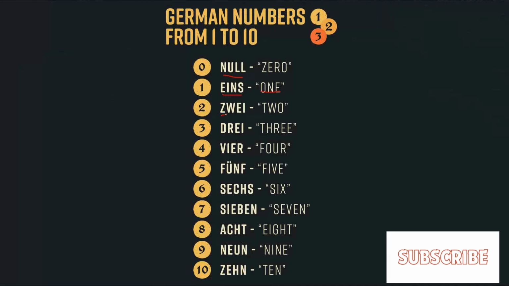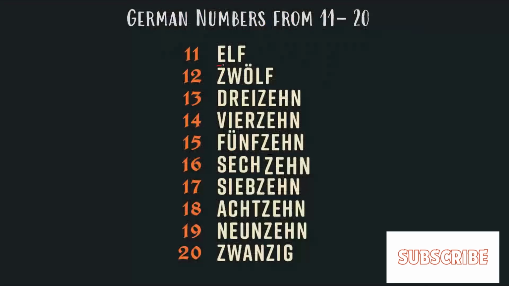Zwei is 2, 3 is drei, vier, fünf, sechs. Now see, IE will be pronounced as E, so sieben. Okay, acht, neun, zehn. Let's move further from 11 to 20. 11 is elf, 12 is zwölf with an umlaut.